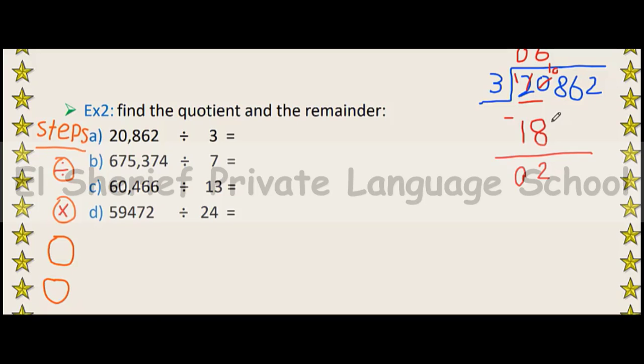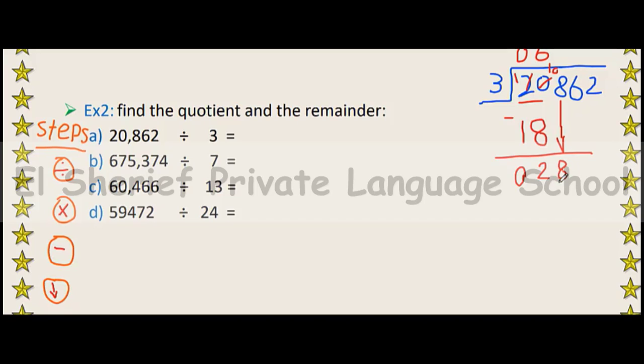The next step, or the third step, was subtract. So write subtract. Next step, down 8 beside 2. So after we do the subtraction operation, we bring down the next number beside the result of the subtraction. So the last step was to bring down the number.